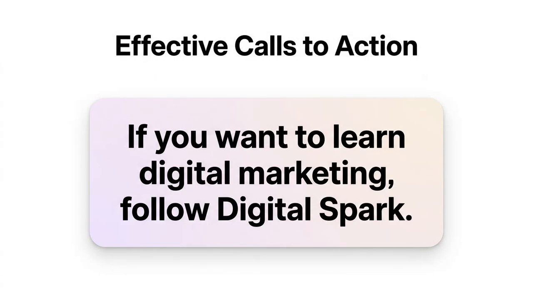Every piece of content you create should end with a clear call to action, or CTA. You need to tell your audience exactly what you want them to do next. A great example from our source material is, if you want to learn digital marketing, follow Digital Spark. It is incredibly direct, it reiterates the core value proposition, and it gives a single instruction. You want to make sure your call to action aligns perfectly with the content they just watched. If the viewer found your 5 tips helpful and authoritative, they are highly likely to follow that instruction and hit the follow button to receive more of the same value.